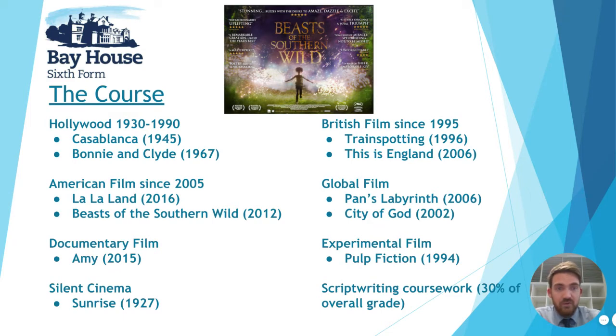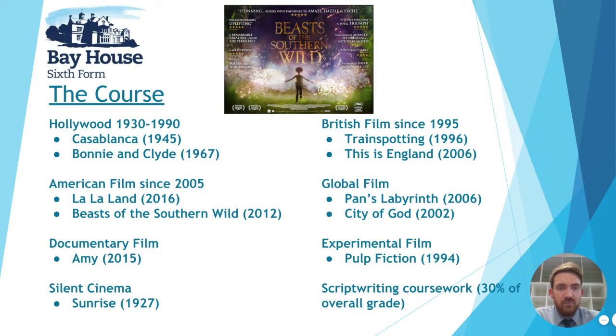We also look at British film. So the two films we study at the moment are Trainspotting and This Is England, and look at how they reflect Britain at the time they were made and reflect the attitudes of the directors. We look at more recent American film, so La La Land and Beasts of the Southern Wild are the two that we look at, both of which have elements of what we call magical realism, so elements of reality and fantasy mixed together, and you look at what messages they communicate.